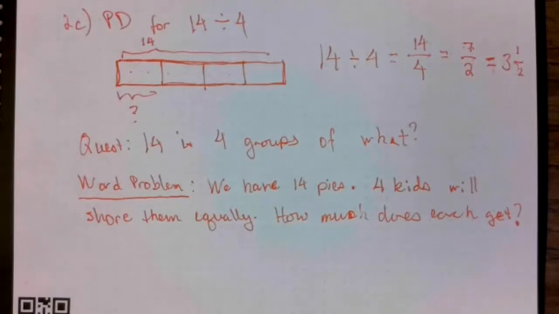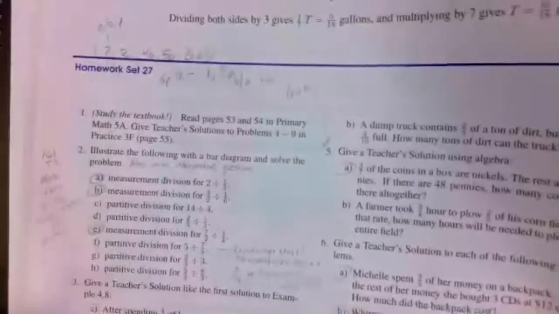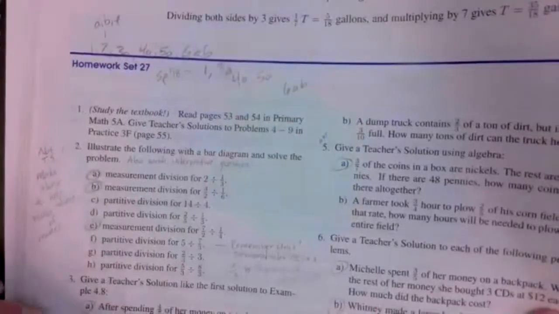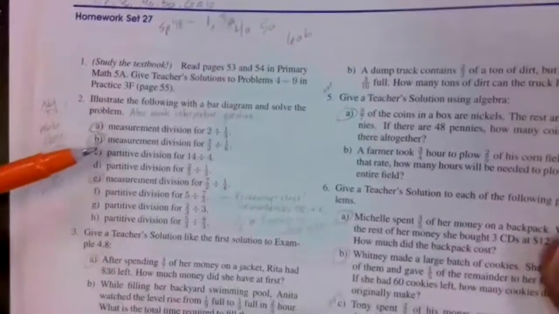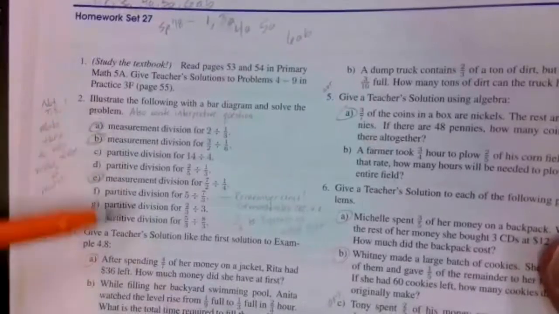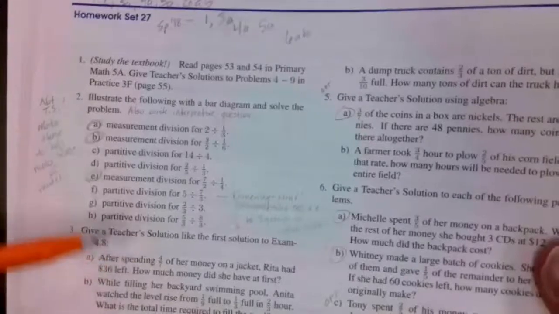So if you haven't started this yet, make sure you do. We're working on page 154. The assignment here was all the problems 1 through 6. So for practice with the word problems, do the bar diagram, but also try to make up a question that would lead to this operation.